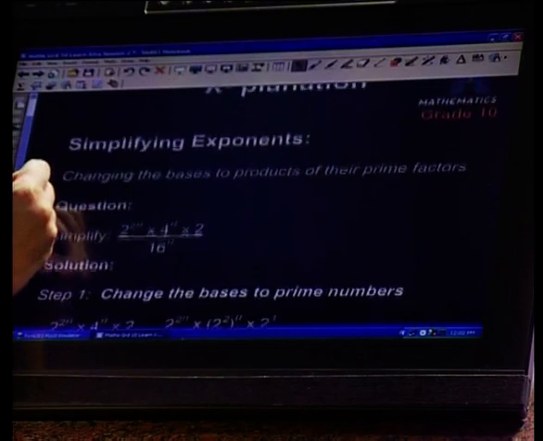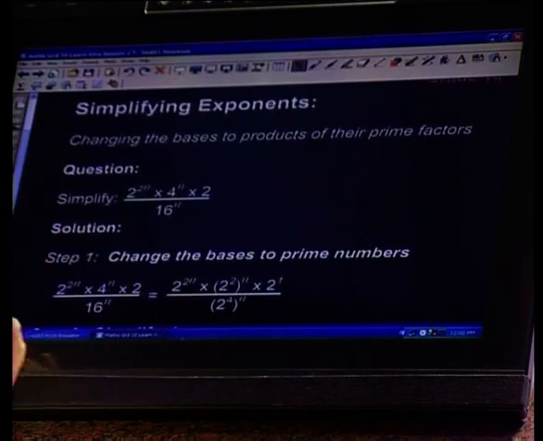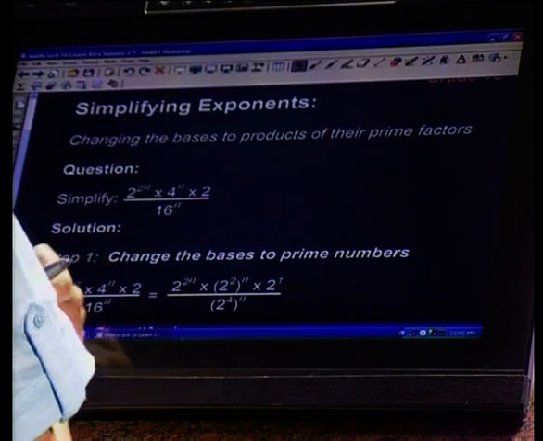Okay, simplifying exponents. Changing the bases to products of their prime factors. Let's deal with this quickly. In grade 8, you probably did something called the ladder method. The ladder method is when you take a really big number and you find the product of its prime factors by dividing it by only prime factors. It is possible to do this on a calculator, but let's quickly practice doing it just how we did it in grade 8. We'll start with the number 72.